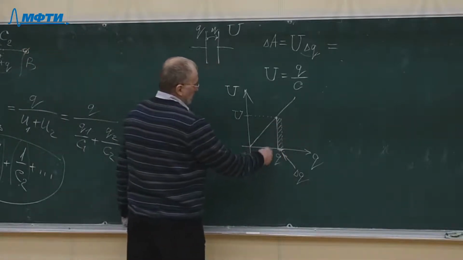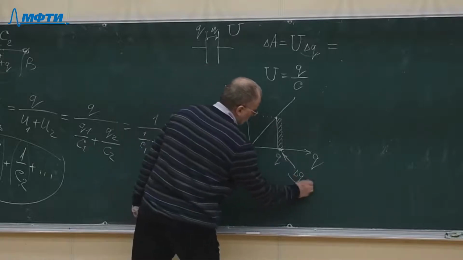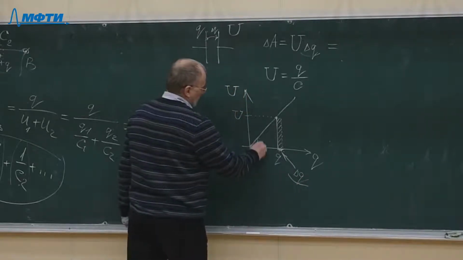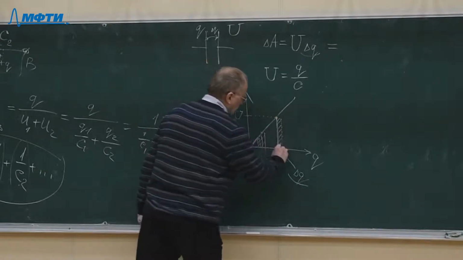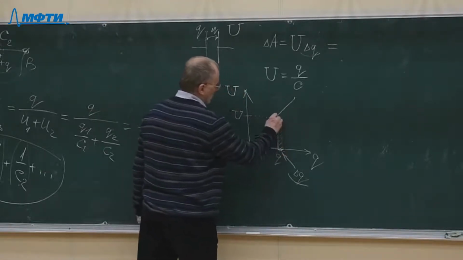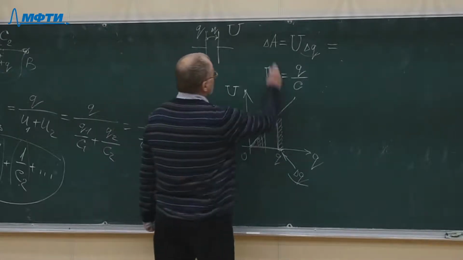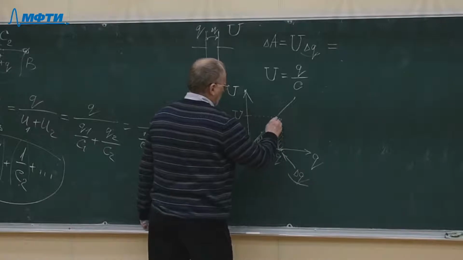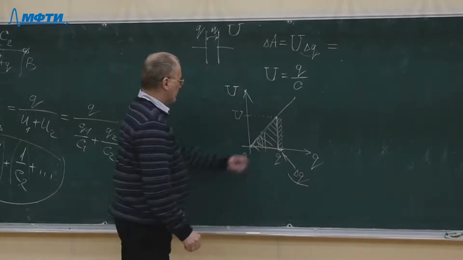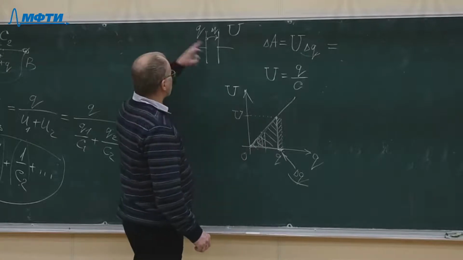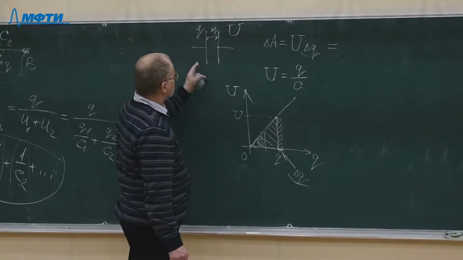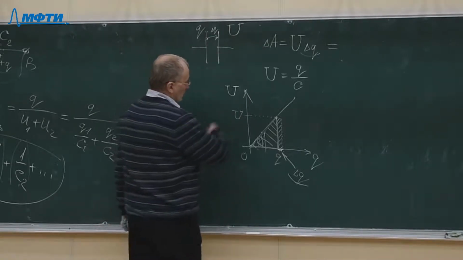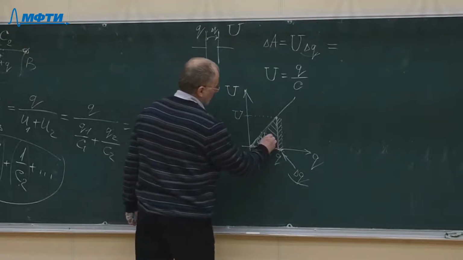So if we carry charges delta Q step by step, we will perform work denoted here graphically by the areas of these figures, and finally we will perform work which is equal to the area of this right triangle. So the total work performed when we charge the capacitor, step by step taking small charges delta Q from one plate and carrying them to another plate, will be equal to the area of this triangle.